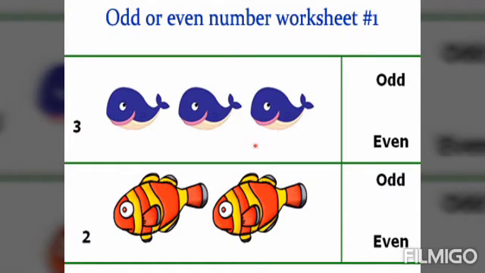We have here the next picture. We have a picture of fishes. So let us count the fishes, class. One, two. So there are two fishes in the next problem. So this two is, what is the answer, class? Is it odd or even? So 2 is an even number. Okay, so please do not forget that, class.